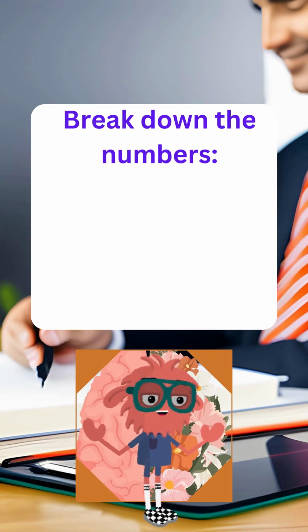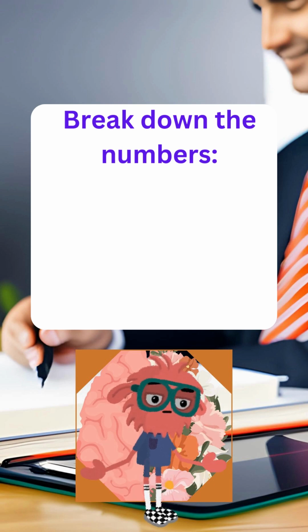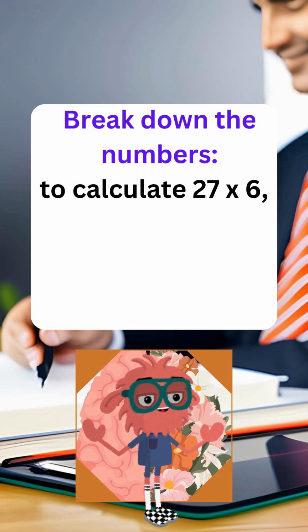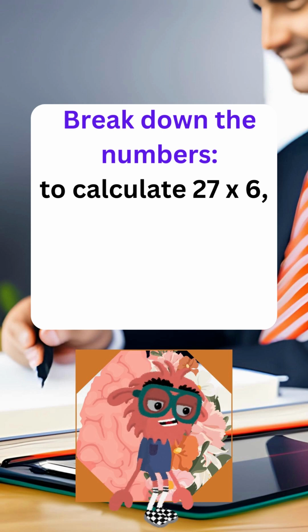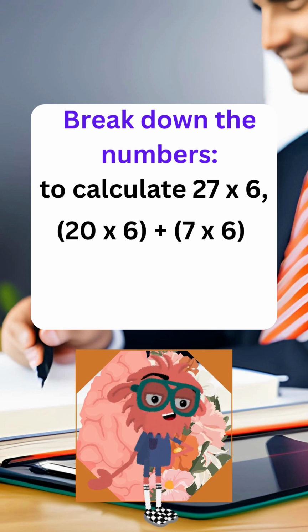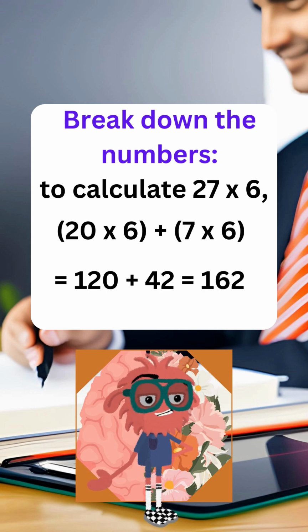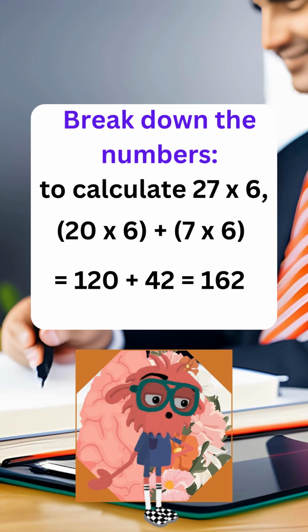Break down the numbers. Sometimes, it's easier to break down a number into smaller parts that are easier to work with. For example, if you need to calculate 27 by 6, you could break it down into 20 by 6 plus 7 by 6 equals 120 plus 42 equals 162.